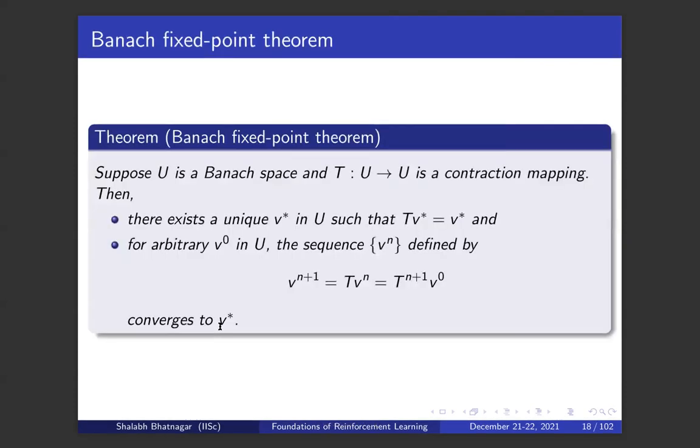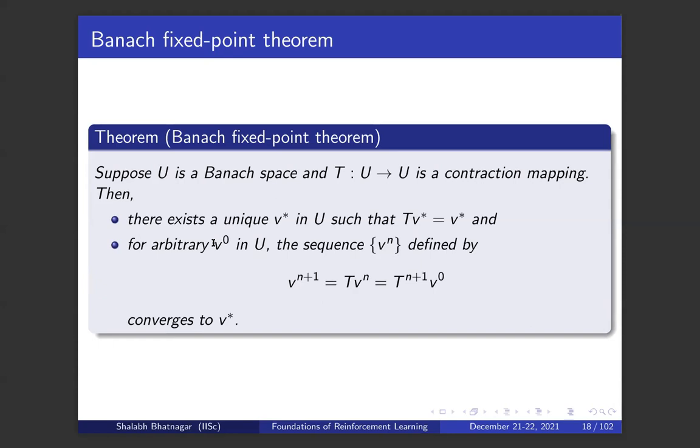Now there's a very popular result that goes under the name of Banach fixed point theorem. What it says is that, let's say U is a Banach space and T is a map from U to U, a contraction mapping. Then there exists a unique V star such that TV star is V star. So V star is what we call a fixed point of this operator T.